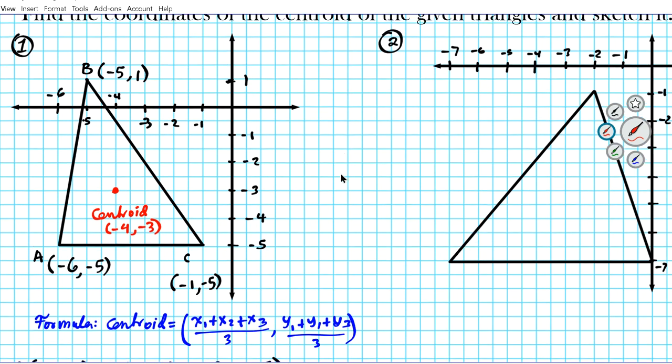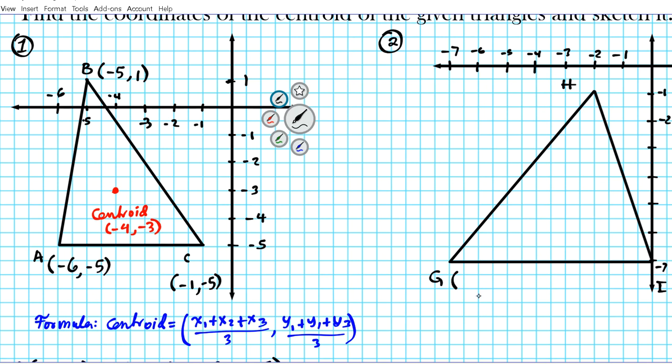Okay, let's take a look at question number 2. So for problem number 2, let's say we have coordinates GHI. Those are the vertices. Okay, so we want to do the same thing. We have to find the centroid of this triangle and then graph it. Let's go ahead and determine what the coordinates of the vertices are first, and then we go from there.